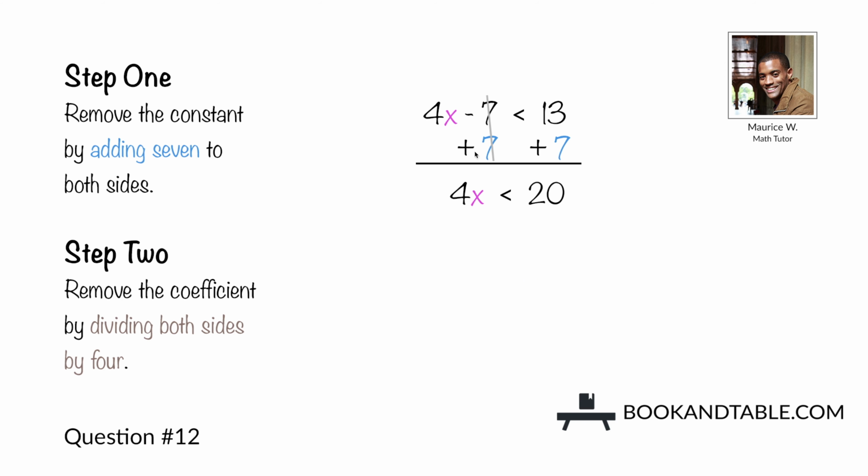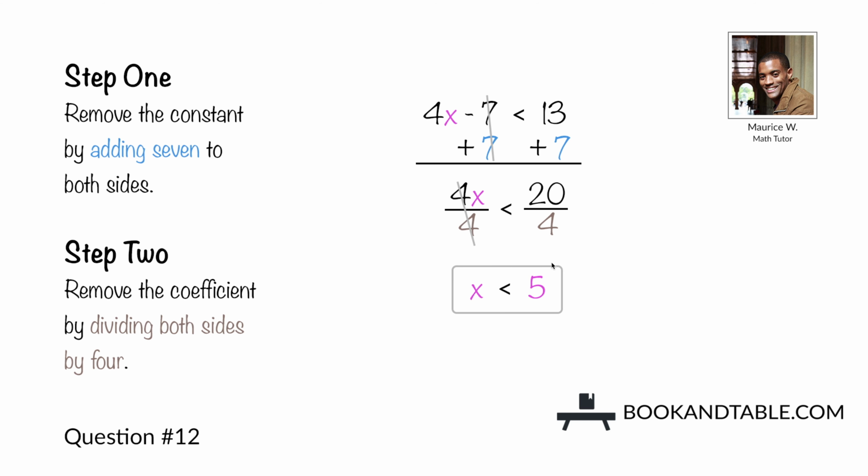Step 1, remove the constant, which is -7, by adding 7 to both sides. By doing so, we wind up with 4x on the left side and 13 plus 7, which is 20 on the right side. And now we want to get rid of the coefficient attached to x. So step 2, remove the coefficient, 4, by dividing both sides by 4. That gives us x on the left side and 20 divided by 4, which is 5 on the right side. And since we're dividing by a positive number, we keep the sign the same, giving us an answer of x is less than 5.